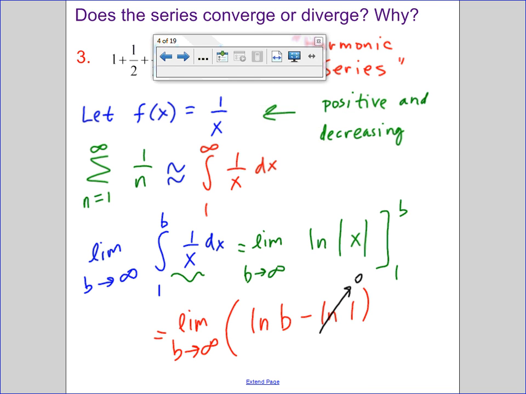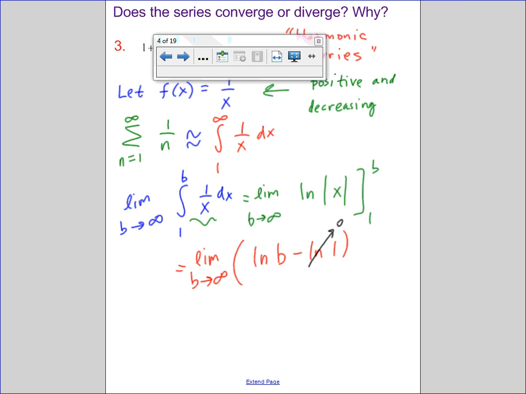What happens to the natural log of b as b goes to infinity? It goes to infinity as well. And so this is infinite, which is not constant. It's not finite. So the integral diverges, which means my original series must also diverge by the integral test. The limit is infinite, does not exist. So the integral diverges.